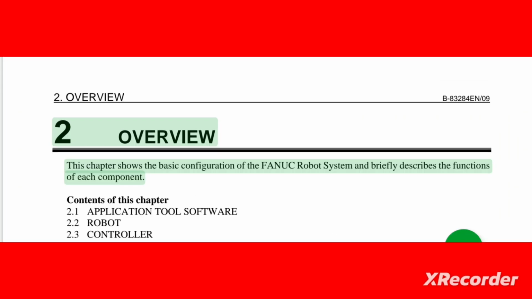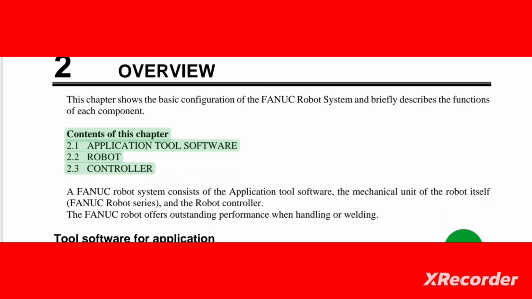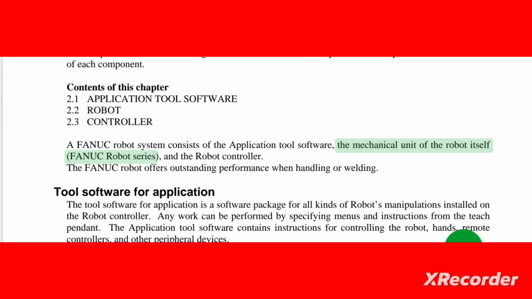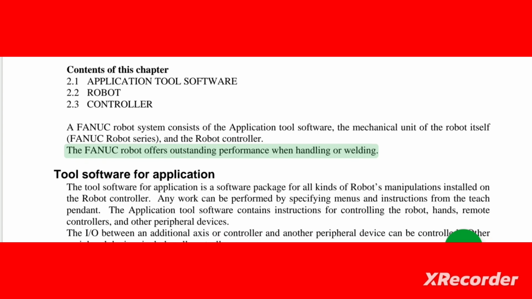To overview, this chapter shows the basic configuration of the Fanuc robot system and briefly describes the functions of each component. Contents of this chapter: 2.1 Application Tool Software, 2.2 Robot, 2.3 Controller. A Fanuc robot system consists of the application tool software, the mechanical unit of the robot itself, Fanuc robot series, and the robot controller. The Fanuc robot offers outstanding performance when handling or welding.